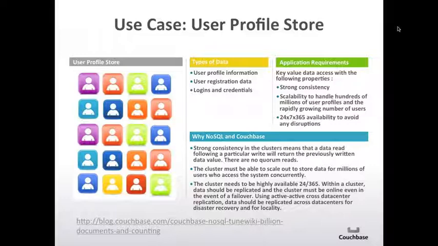If an entire cluster say goes down, or for locality where you serve a subset of user profile information from a particular geo region. In that case, say the San Francisco cluster will serve the user profiles for that particular region, and so forth. You can see an example of how TuneWiki stores more than 1 billion documents now in Couchbase. The link below shows you could read more on how they use Couchbase as a user profile store.